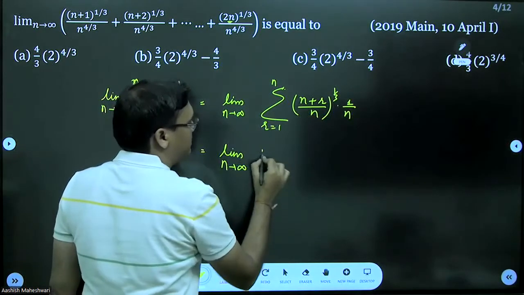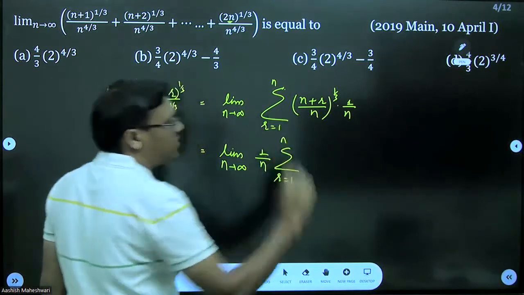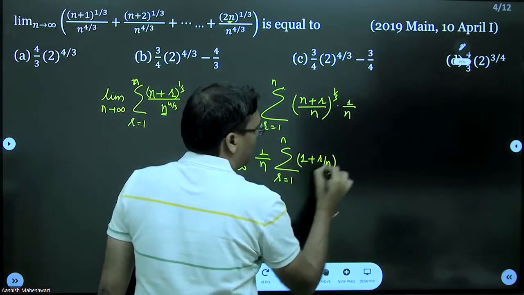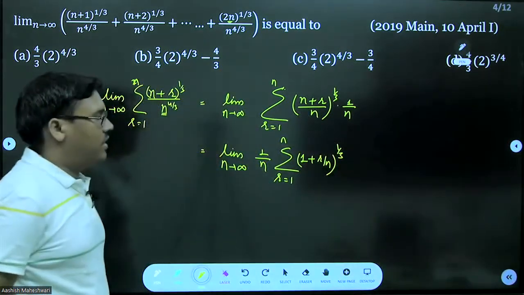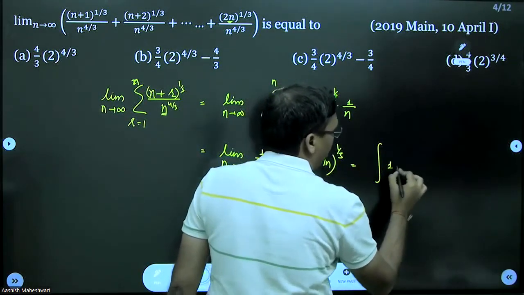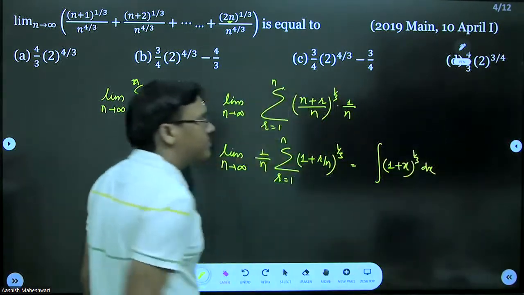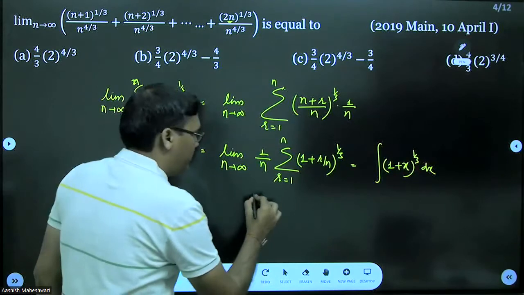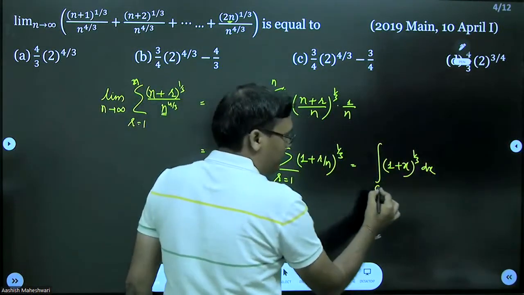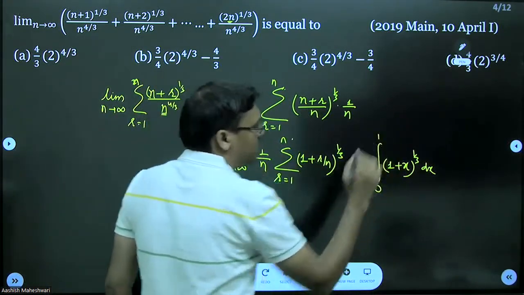This is limit n tends to infinity, 1 by n, which is constant for sigma. This is 1 by n sigma r is equal to 1 to n, and what is this? 1 plus r by n raised to 1 by 3. Now you can see what this integral is. If I replace r by n with x, this will be 1 plus x raised to 1 by 3 dx. And now the limits: we put r by n as x, so at r equal to 1, it is 1 by n, and as n tends to infinity, this is 0. X will be, at r equal to n, n by n which is 1, this is 1.